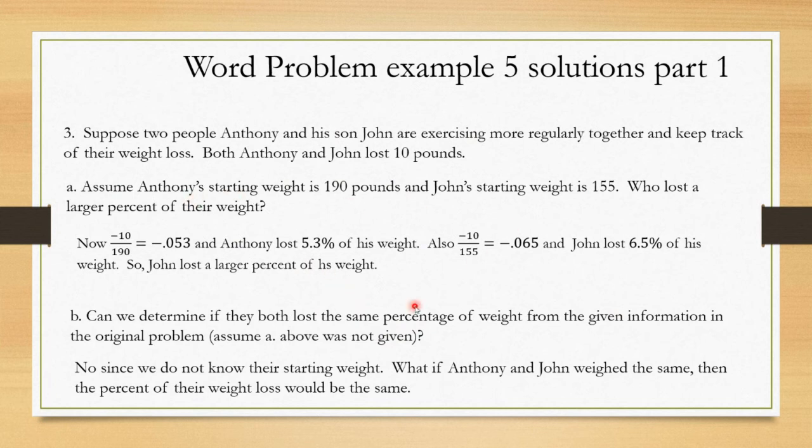A gave us the starting weights. The problem itself only gave us the numerators here, but part A gave us the denominators. And we don't know the percentage either, so we wouldn't be able to. So just knowing how much they both lost is not enough to determine who lost a greater percentage, is what I'm trying to say.